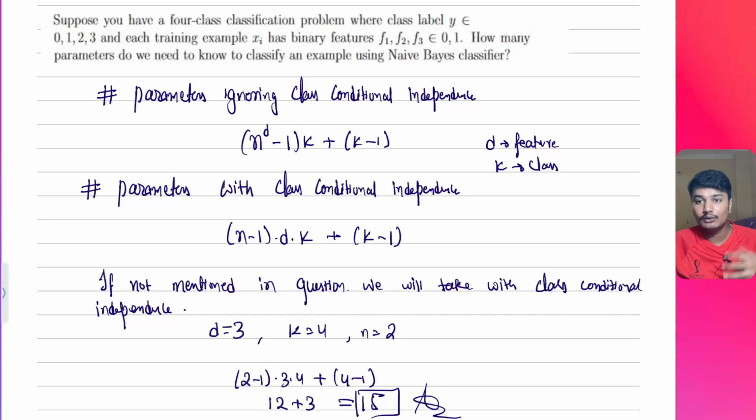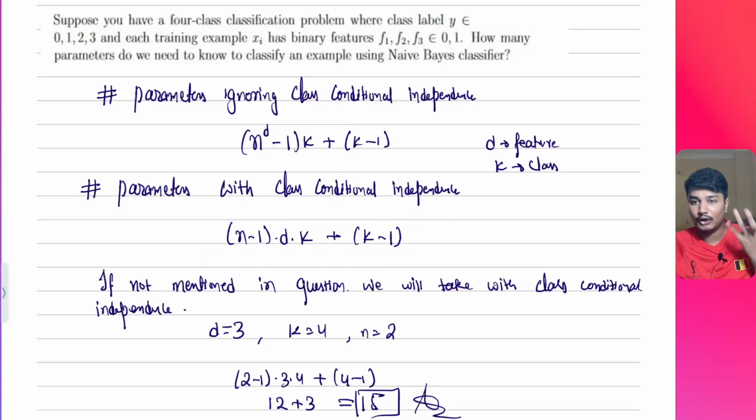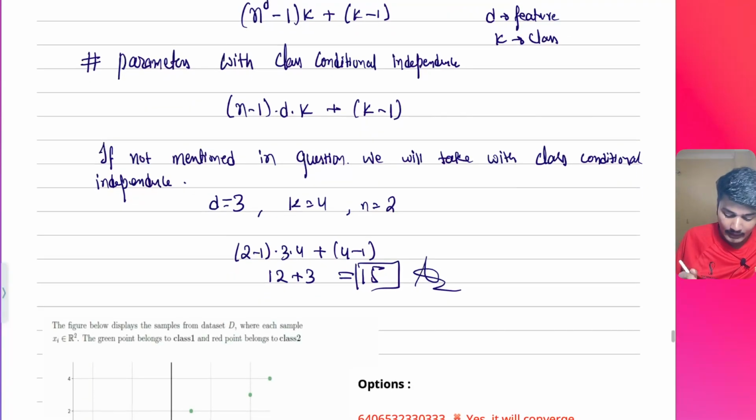Again, I am reminding you of this formula which I told you in quiz 2 also. If you want to find the parameters and the conditional class is not given, you will use this formula. If the conditional class is given, you will use this formula, and if not mentioned, we will use this one with conditionally independent features, where D is the number of features, K is the number of classes, and N is the number of outputs, 0 and 1. From here, D is 3, K equals 4, and N is 2. So we put it here: N minus 1, that is 2 minus 1, into 3 into 4, plus 4 minus 1, that is 12 plus 3, that is 15. I hope you got it.